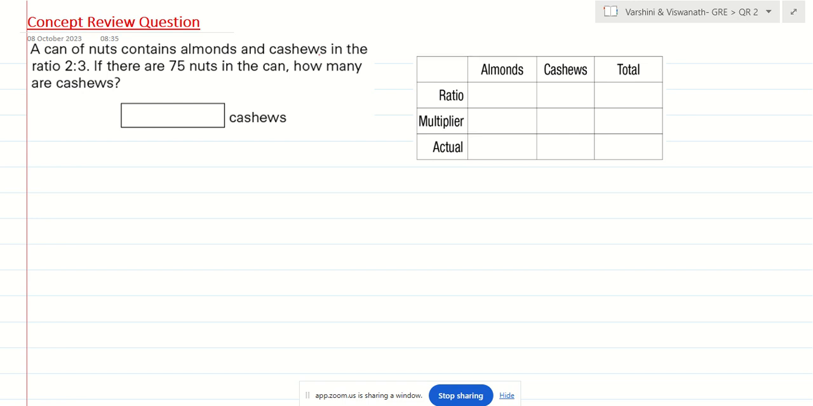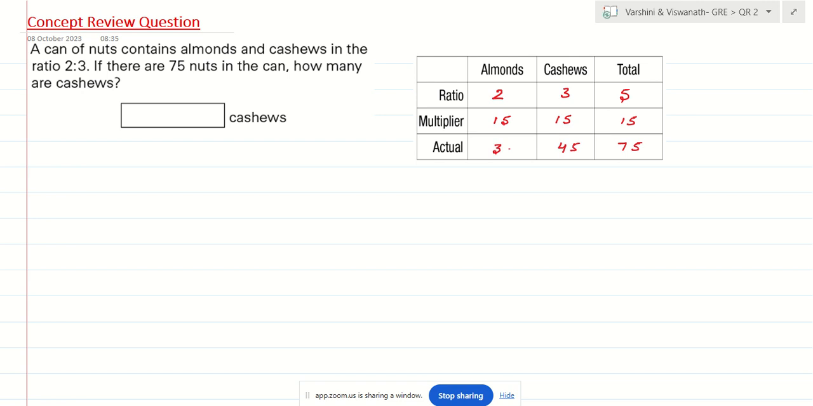Now, this question is slightly different. A can of nuts contains almonds and cashews. The ratio given is 2:3, almonds to cashews. Total is 5. If there are 75 nuts in the can, the actual total given is 75. So what is the common multiplier here? 15. Correct? So I'll get 45 here.